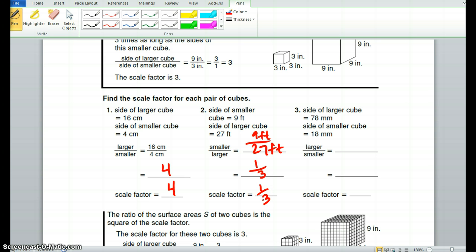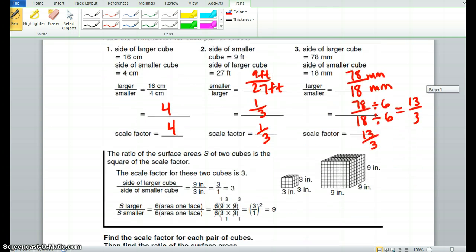On the third example, we have the larger cube with a length of 78 millimeters and the smaller cube with a length of 18 millimeters. So I would simply put 78 over 18. And remember, the unit in this case is millimeters. Since 18 does not go into 78 evenly, we can simply divide out the largest factor that these both share, which I believe is 6. So we'll go ahead and divide out a 6. Six goes into 78, I believe, 13 times. And 6 goes into 18 3 times. So our scale factor in this case will be the improper fraction 13 over 3.